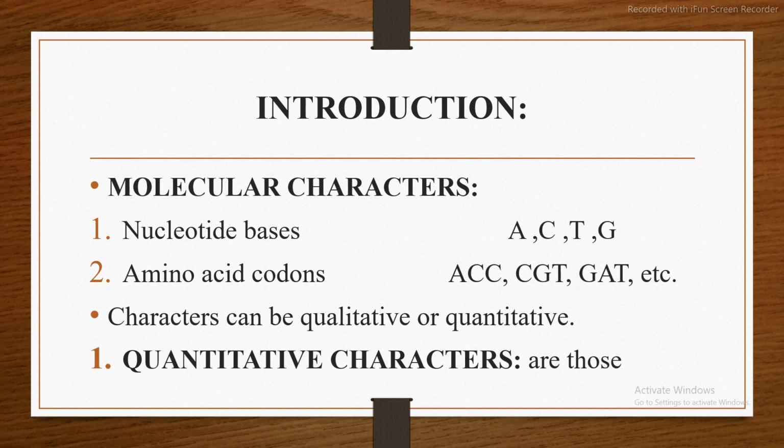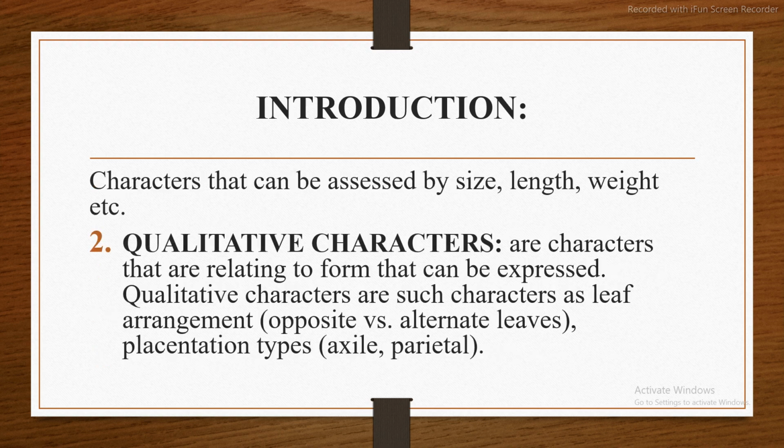Characters can be qualitative and quantitative. First of all, I will describe quantitative characters. Quantitative characters are those characters that can be assessed by size, length, weight, etc. Next are qualitative characters. Qualitative characters are those characters relating to form that can be expressed, such as leaf arrangement, for example, opposite versus alternate leaves, and placentation types like axile and parietal.